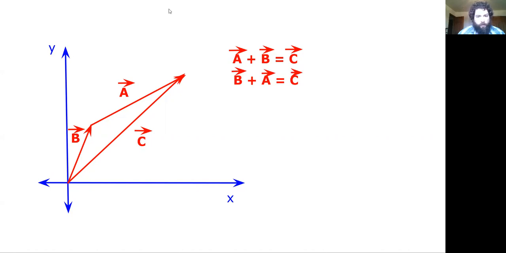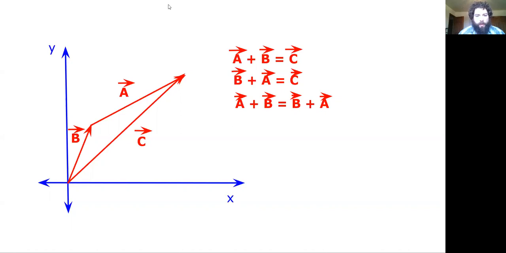Okay, and then since they both equal C, then we know that A plus B is the same as B plus A. And I know it gets tiring putting the arrows over these, but they're all vectors, and it's important to use our notation right. So that's the commutative property, and that's an important property of vectors.